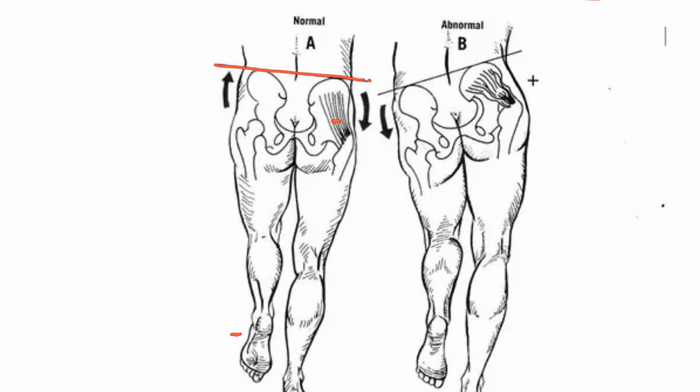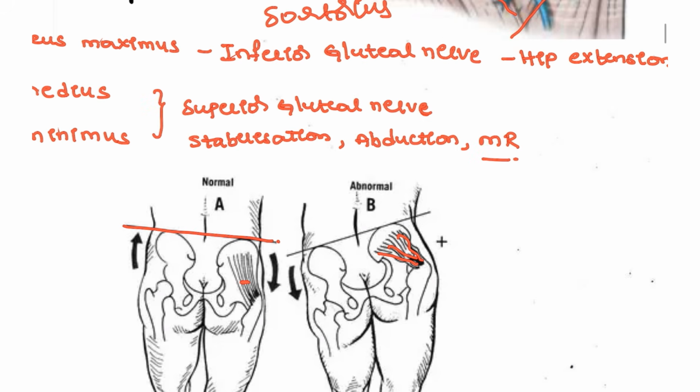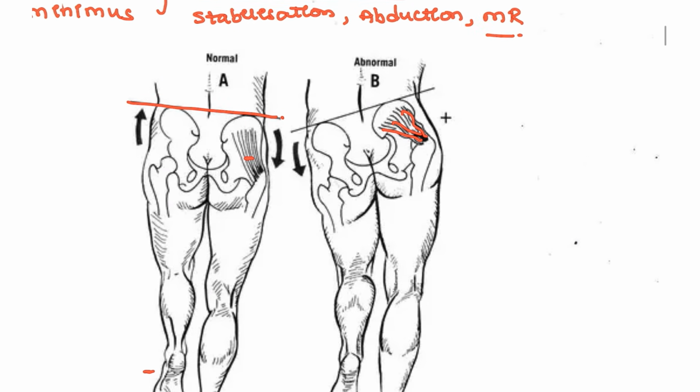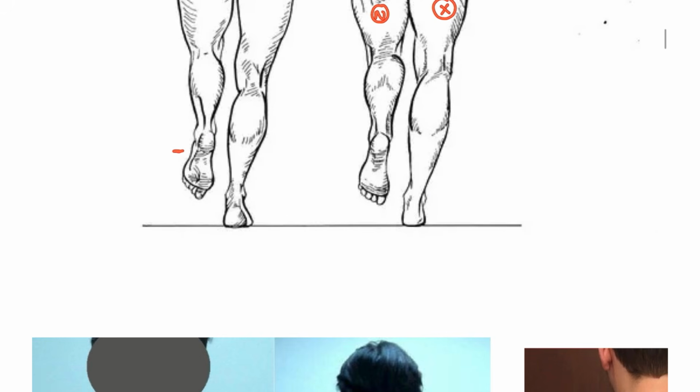If there is damage to these particular muscles due to injury of the superior gluteal nerve, what happens? Whenever you lift the leg, your pelvis is going to tilt on the normal side only. This is the normal side and this is the affected side. So if these muscles and the nerves are not properly working, what happens? Your hip will be tilting on the other side only. What is this test known as, guys? This test is known as the Trendelenburg test. Okay, this test is known as the Trendelenburg test.